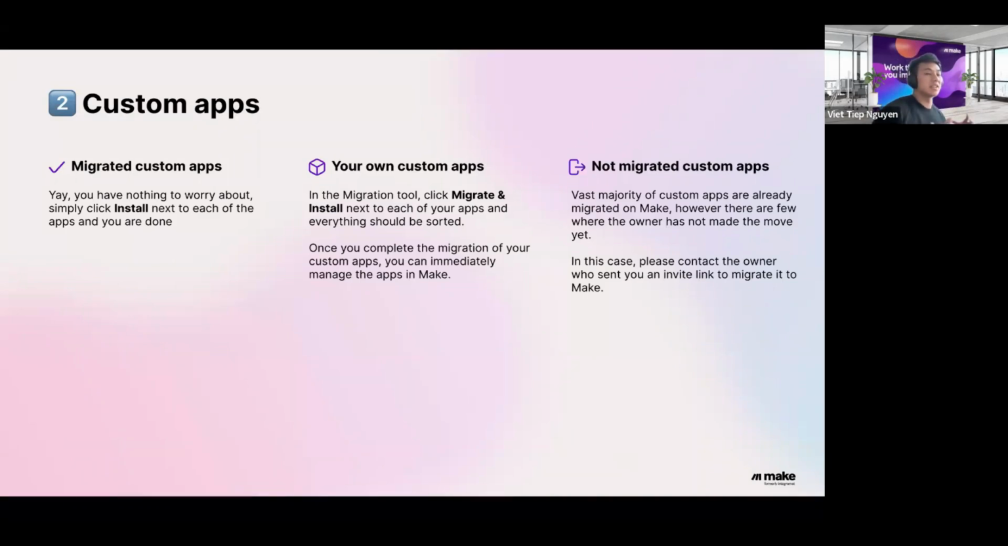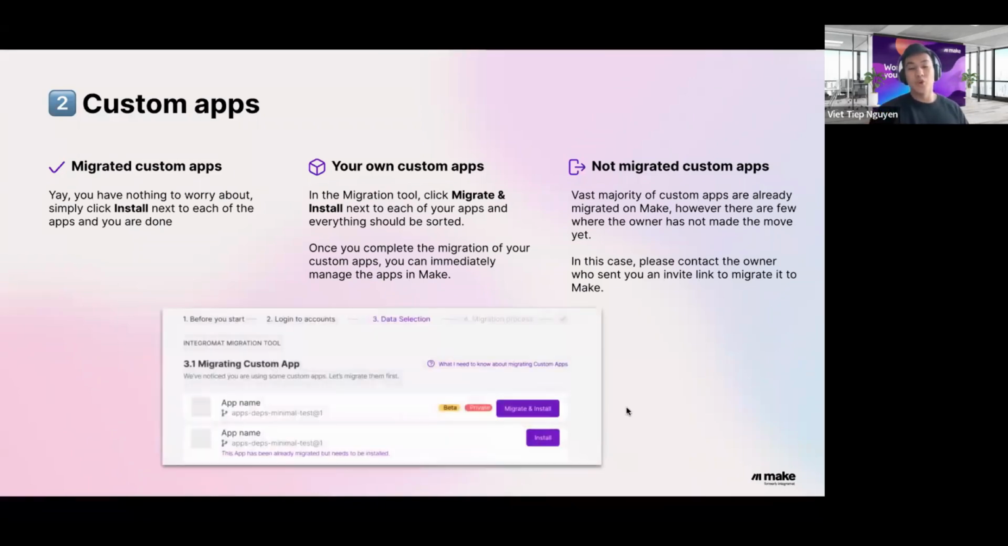So the majority of the custom apps are already on Make. If you have your custom app that you created on your own, you will need to click migrate and install. It will do everything for you. And then there is a third category of not migrated custom apps, which, for example, my friend Peter created a custom app, but he hasn't migrated to Make yet. So I will need to ask him, hey, can you migrate this app to Make? So my scenario that is using your app can also work on Make.